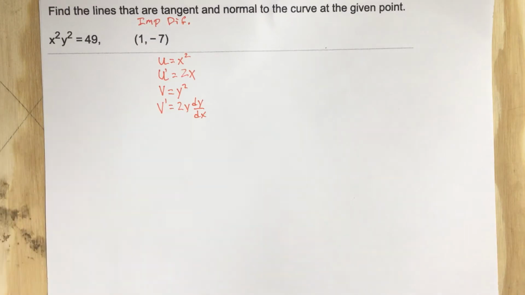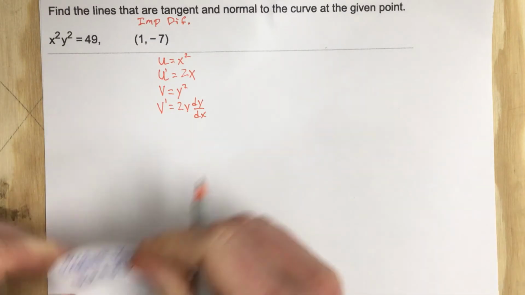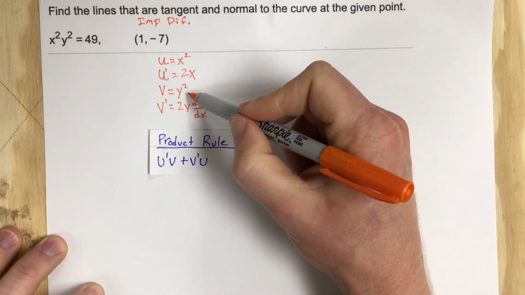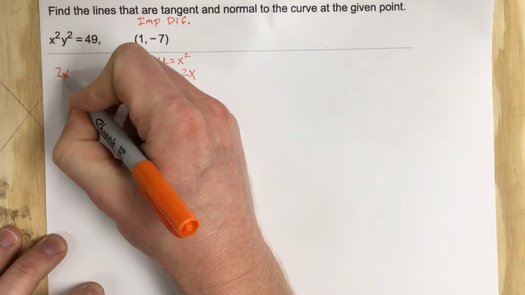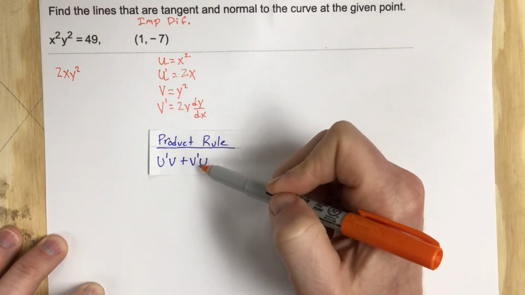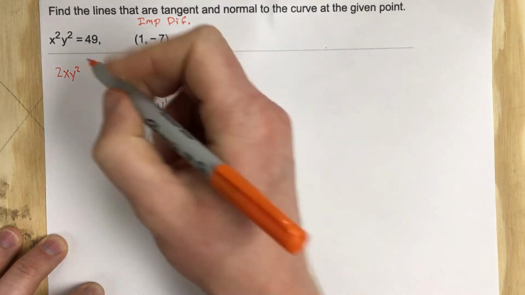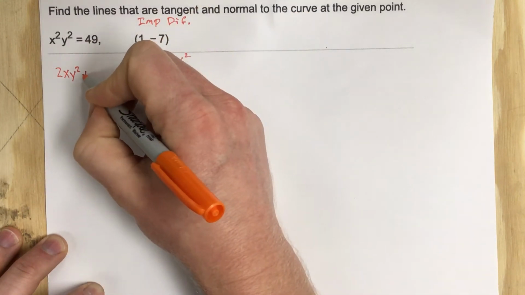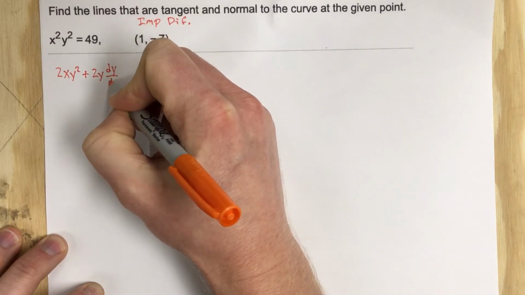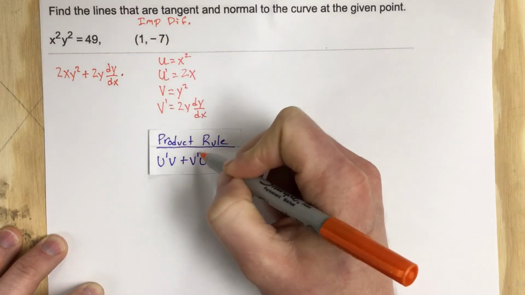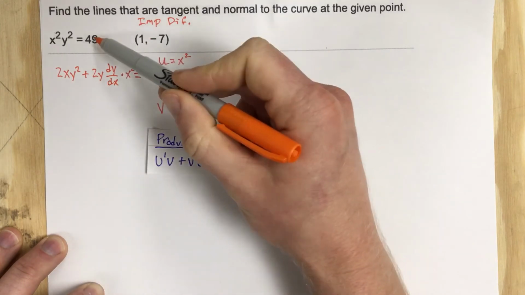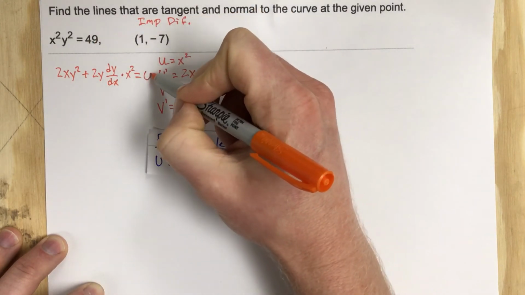Let's pull out the product rule. Product rule states that we do u prime v, so u prime 2x times v, which is y squared, so we have 2x y squared, and then we do v prime u, so we have 2y, so plus 2y dy over dx times u, which is x squared, equals the derivative of 49, that's 0.